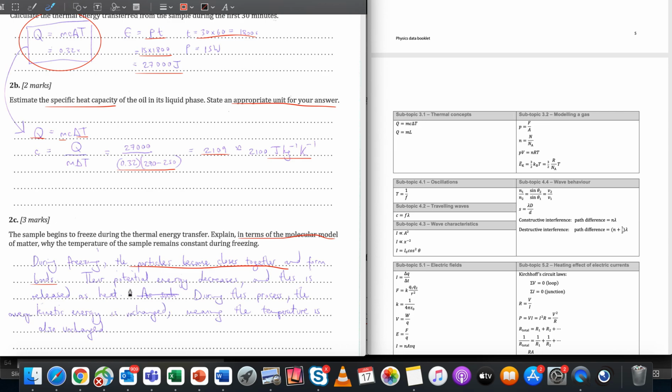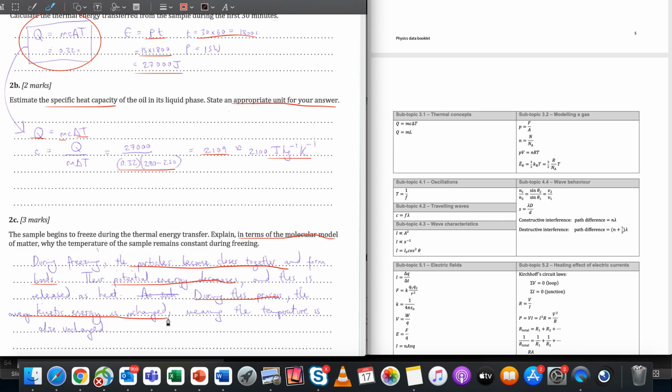When this happens, their potential energy decreases, okay? And this is released as heat energy. We have talked about latent heat, and the idea that even during a state change, we will either gain or lose energy depending on what the state change is. Now, during this process, the average kinetic energy of the particles is unchanged.